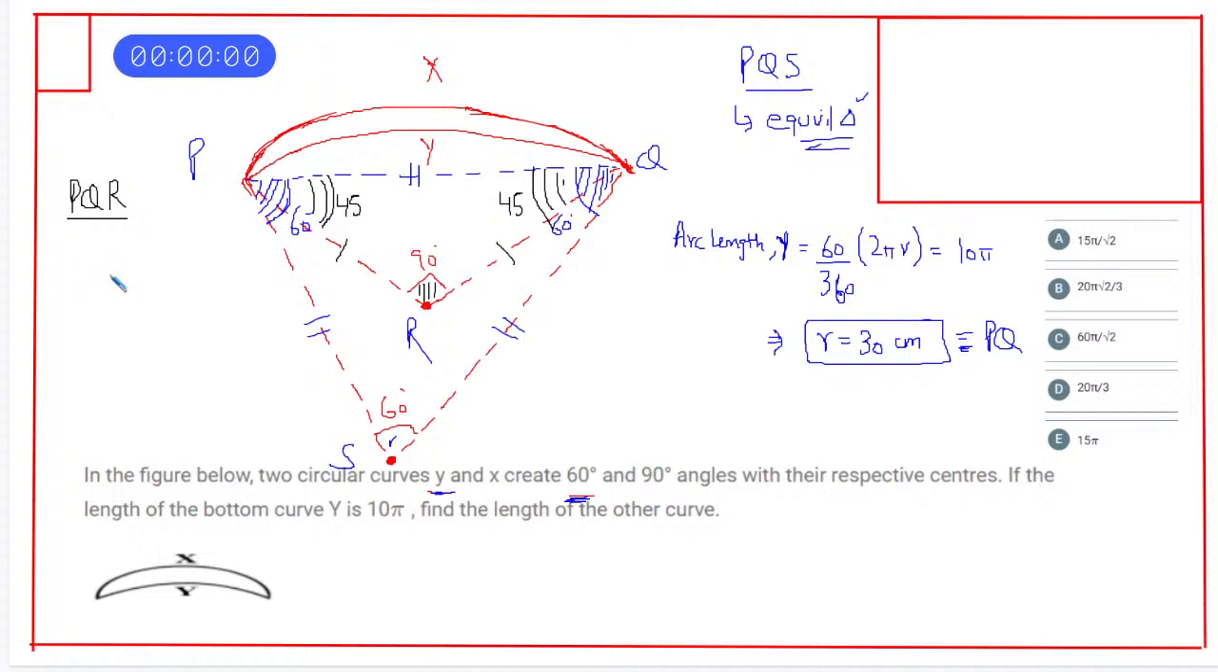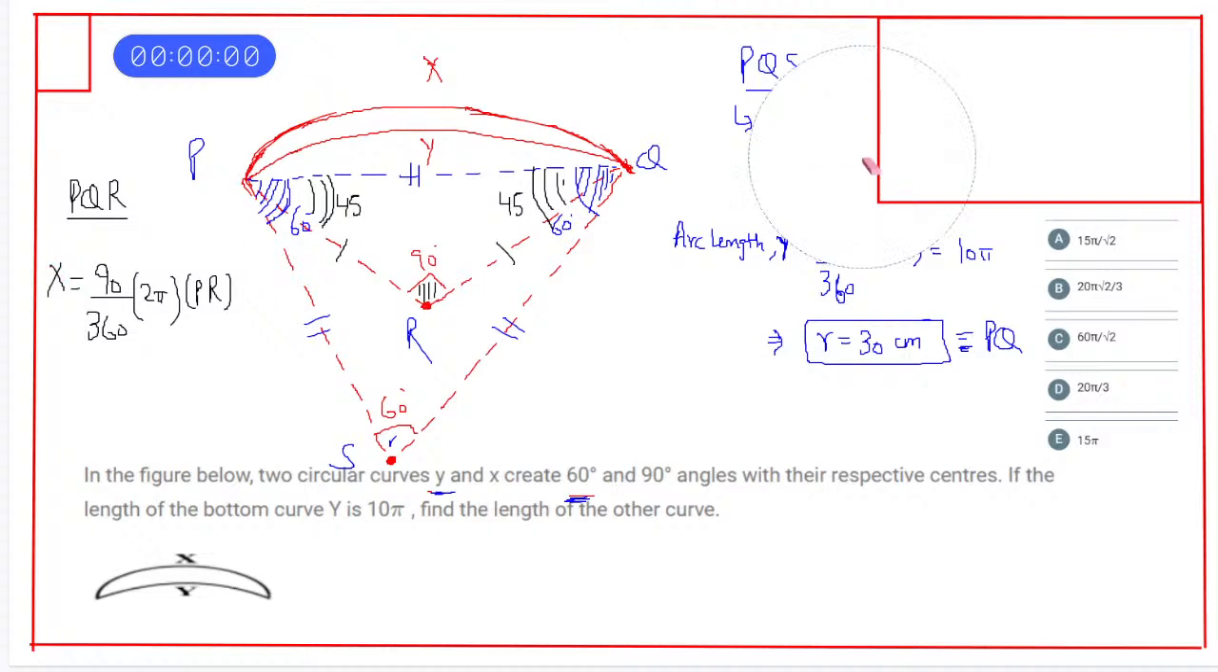Now at this particular stage, we have the value of PQ, a straight line PQ, not the arc length. So the arc length, that is X, would be what? 90 divided by 360 and 2 pi r, the radius of this particular circle. Now I have to find the radius, and this radius is equal to PR for me. I have to find PR.